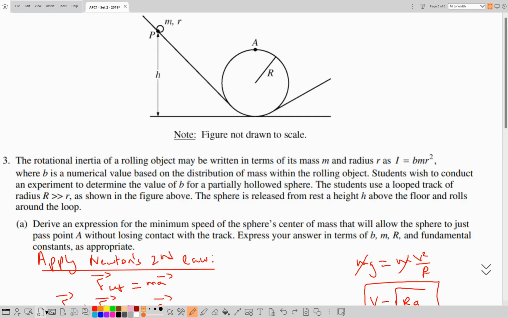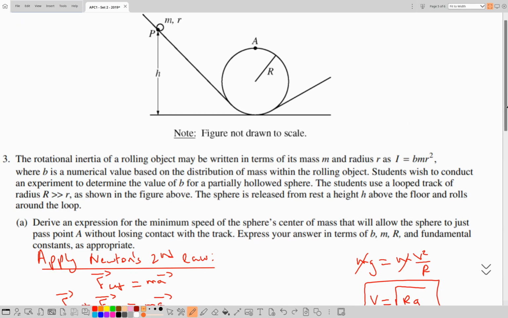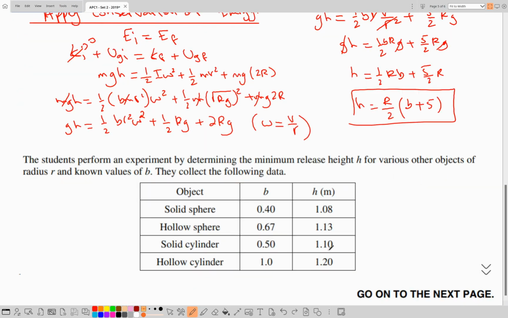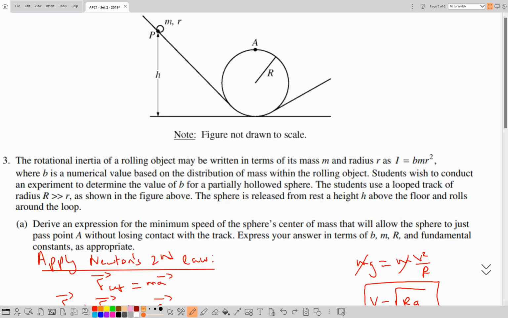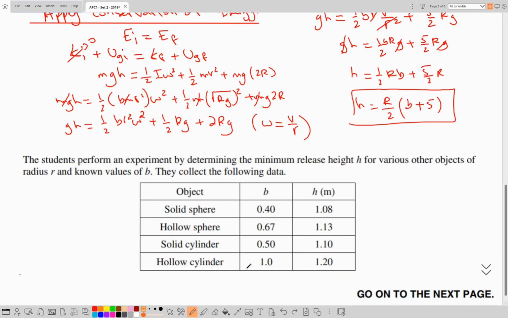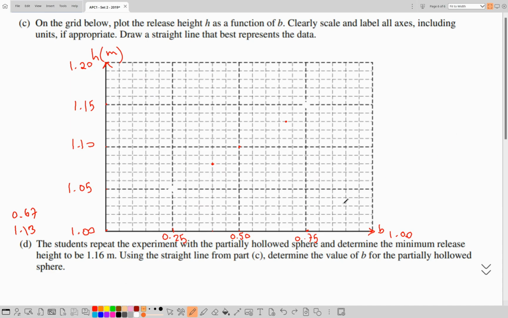Now the other point would be 0.50 by 1.10, that's easy. 0.50 by 1.10 here. Notice that the values given in the table are not in order. The final point would be 1 versus 1.20, which is the final point.